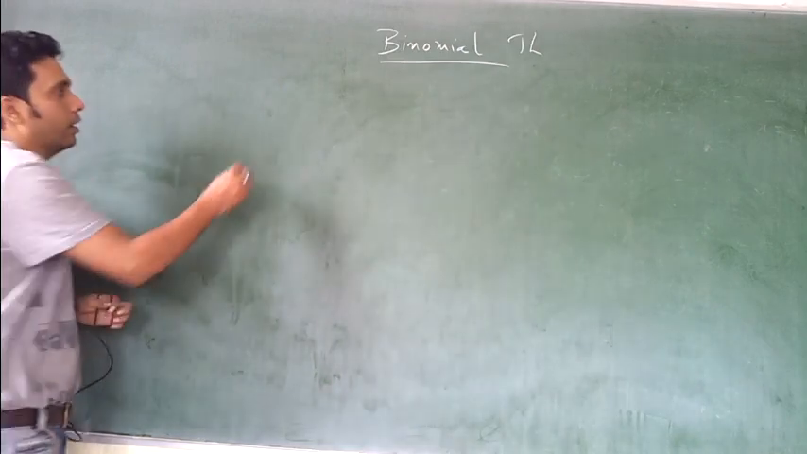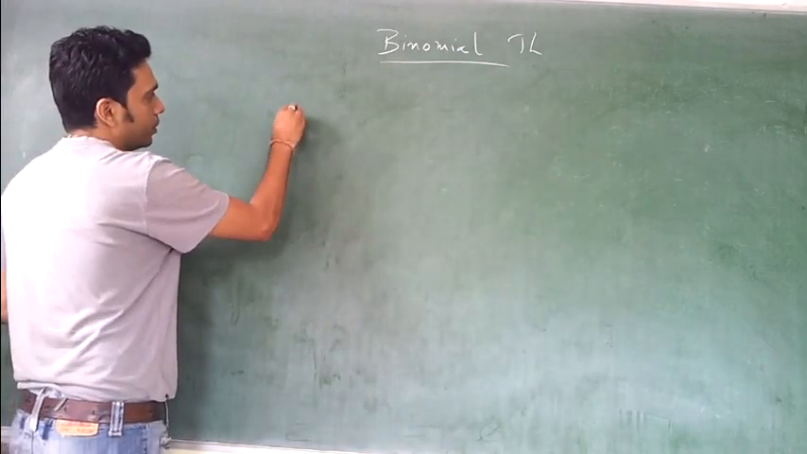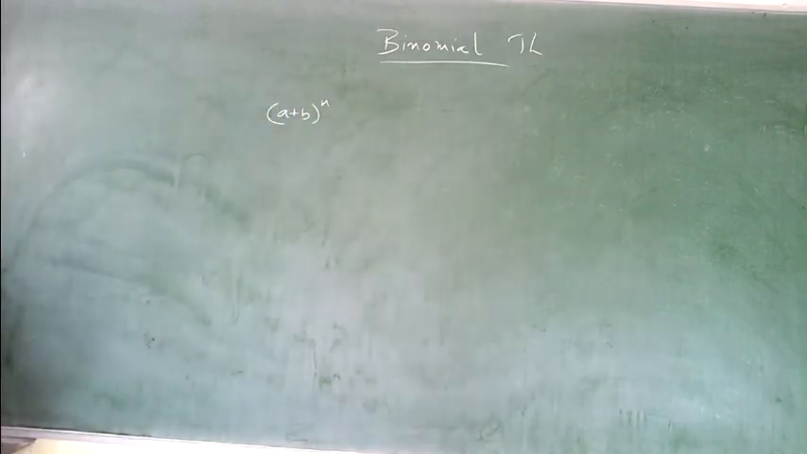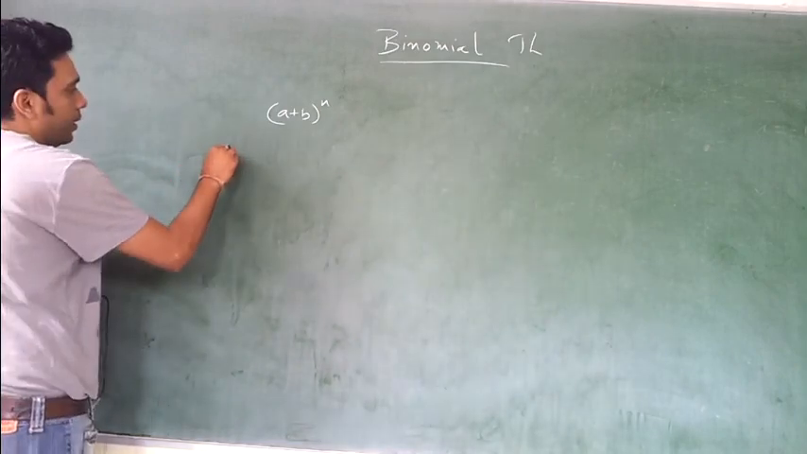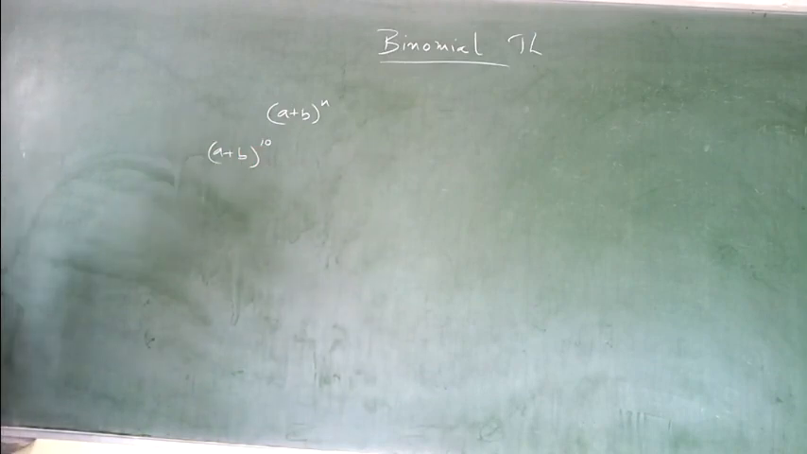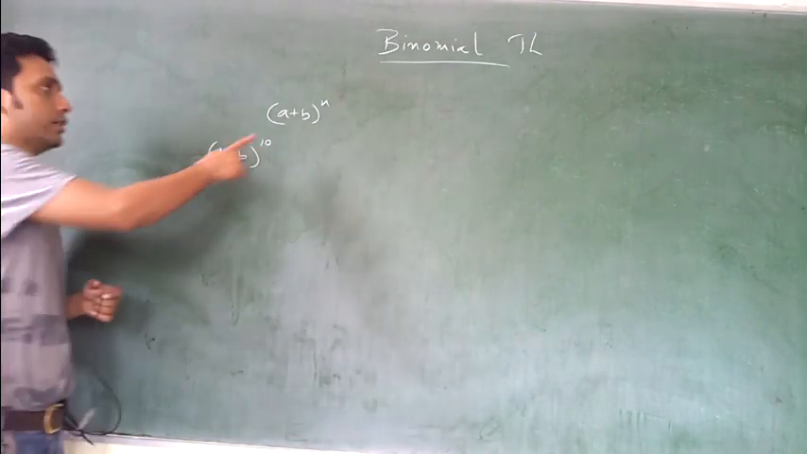Two quantities added and raised to the power of something. This is what we are going to study: the binomial theorem. What would be the expansion of, say, a plus b whole power 10? How much will it be? Get the point?